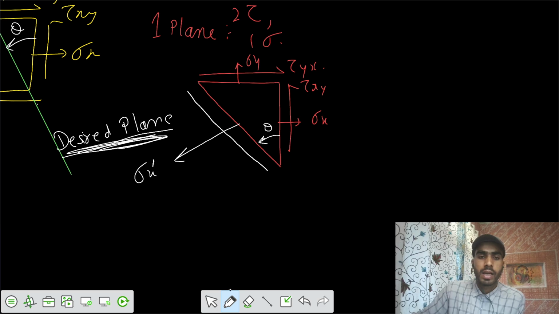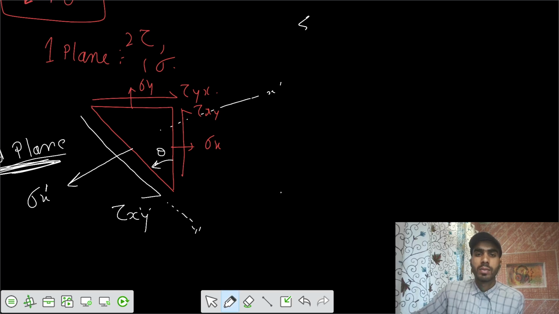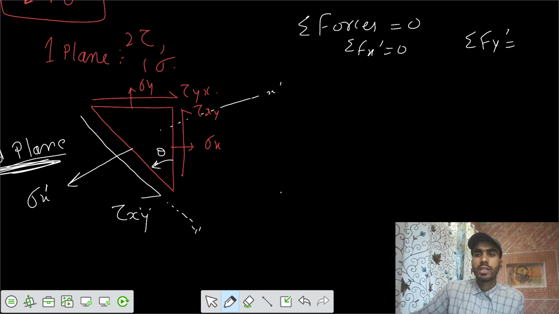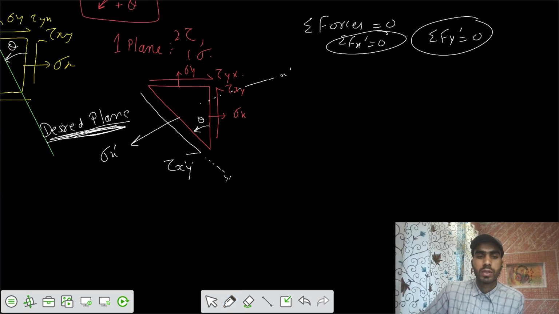If I write this as our tau xy dash, and let's say this is our x dash line and this is our y dash line, then I would apply summation of forces equals 0. I can write summation Fx dash equals 0, summation Fy dash equals 0. I have to ensure that forces are balanced in both directions.